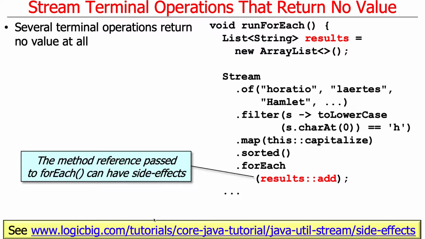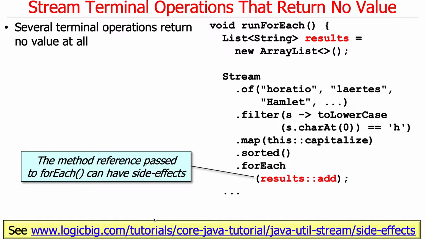What we're doing here is we're creating a results list, which is given a new array list. And for every element in the stream that got through all these other operations, we're going to add that element to the end of the results list. So this is another example of side effects. The side effect here is to add the element to the list. And that's perfectly valid, although I would not do it this way for various reasons.